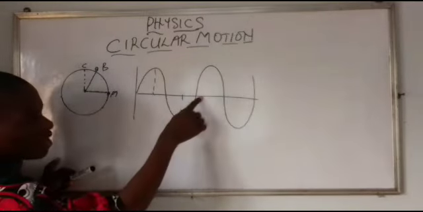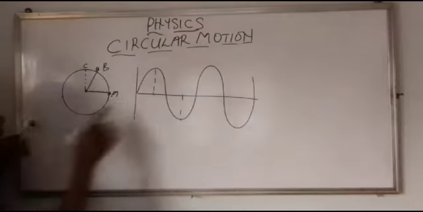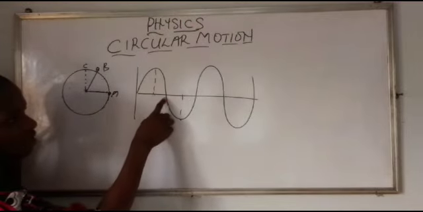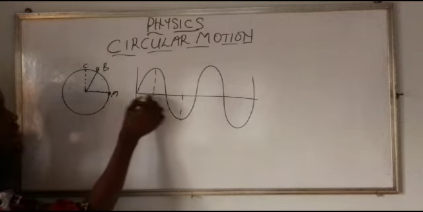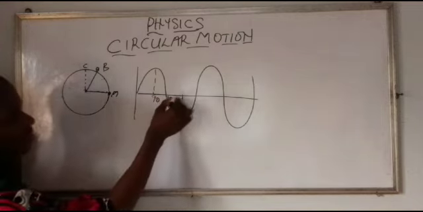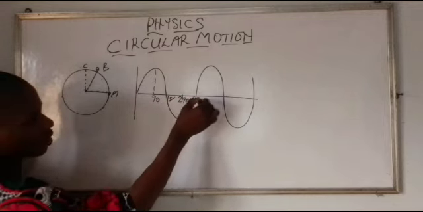So from here to here is what we call one circle. Remember I said each of here to here is 90, here to here is 90, here to here is 90, here to here is 90. Meaning that from here to here is 90. So this place is 90. Here is at 180. Here is 270. Here is 360.